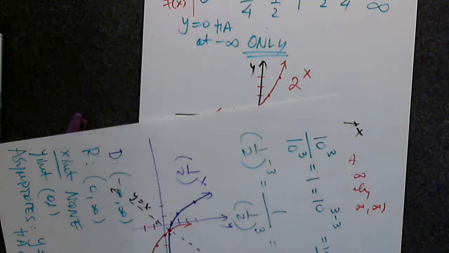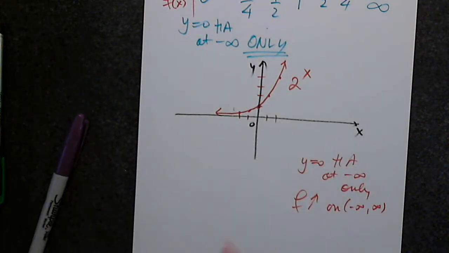1-to-1 means by the horizontal line test, for each y, there is only one x. Because for this function, if you cut it horizontally, for y equals 4, we will find negative 2 and 2. And that's not 1 to 1. So its inverse will not exist as a function. Okay? So it is 1 to 1. It has an inverse, correct?